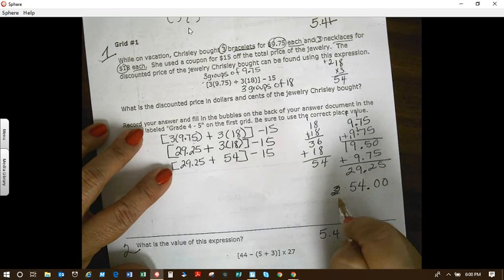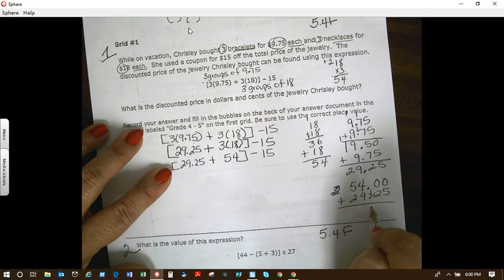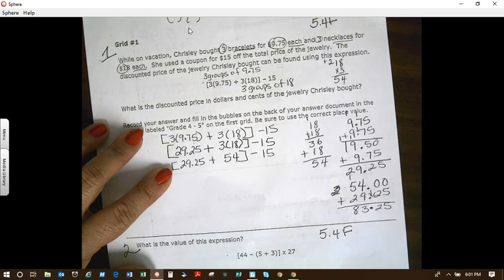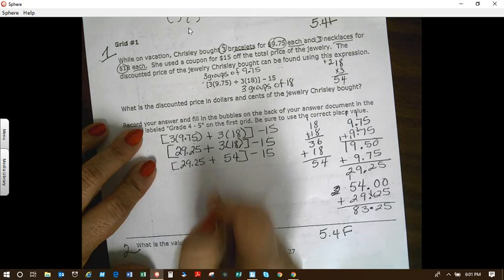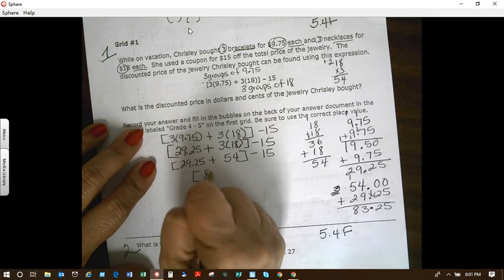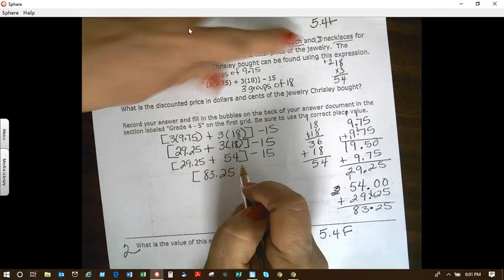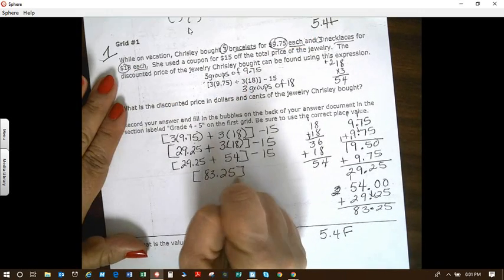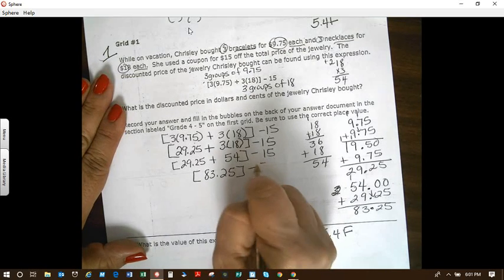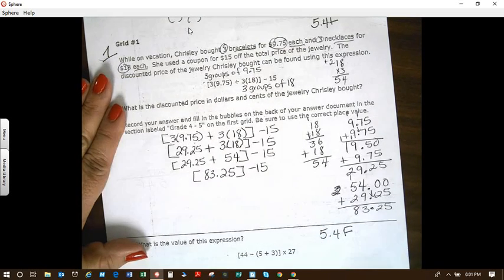Now I'm going to add $29.25. My decimals are lined up. This is 25 cents, 9, 10, 11, 12, and 13, 5, 6, 7. So that's $83.25. That's how much she spent on that jewelry of 3 bracelets and 3 necklaces. But she had that coupon, and that coupon was for $15.